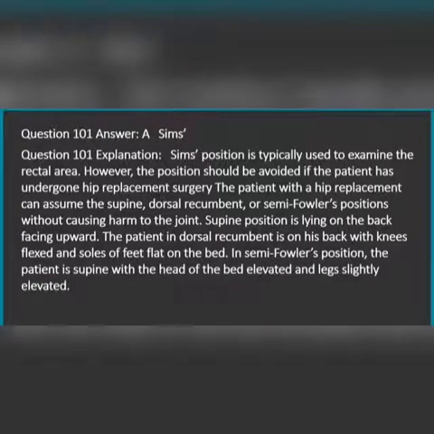Question 101 explanation. Sims position is typically used to examine the rectal area. However, the position should be avoided if the patient has undergone hip replacement surgery. The patient with a hip replacement can assume the supine, dorsal recumbent, or semi-Fowler's positions without causing harm to the joint. Supine position is lying on the back facing upward. The patient in dorsal recumbent is on his back with knees flexed and soles of feet flat on the bed. In semi-Fowler's position, the patient is supine with the head of the bed elevated and legs slightly elevated.